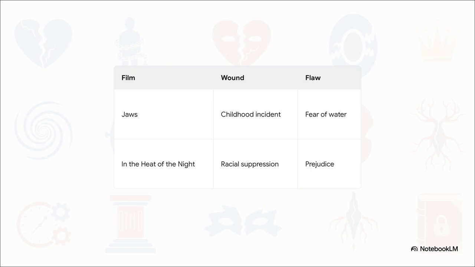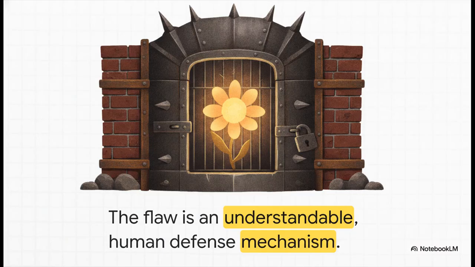So the crucial point is that when you truly understand a character's historical wound, their resulting behavioral limitations don't just make sense. The flaw feels entirely inevitable. It is no longer some arbitrary weakness slapped on by the author. It's an understandable, deeply human defense mechanism born directly from experience.